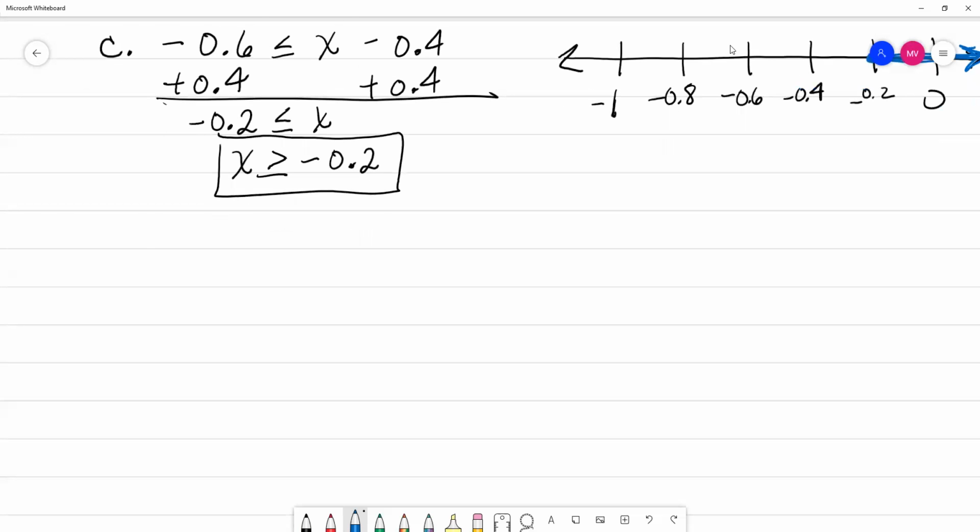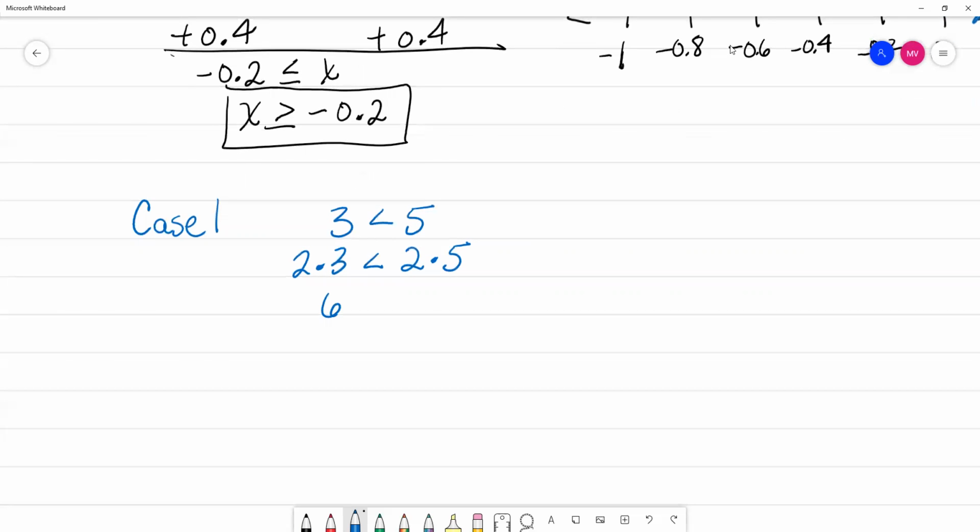So for case 1, they have 3 is less than 5. They have 2 times 3 is less than 2 times 5. And they have 6 is less than 10. So is 3 less than 5?